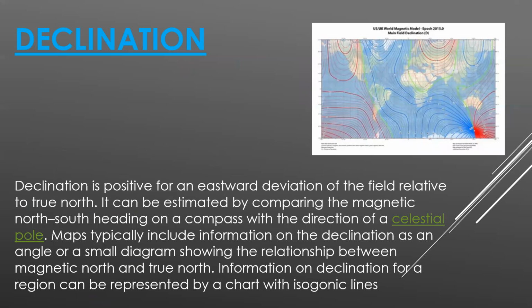Declination. The declination is positive for eastward deviation of the field relative to true north. It can be estimated by comparing the magnetic north-south heading on a compass with the direction of the celestial pole. Maps typically include information on declination as an angle or a small diagram showing the relationship between magnetic north and true north.